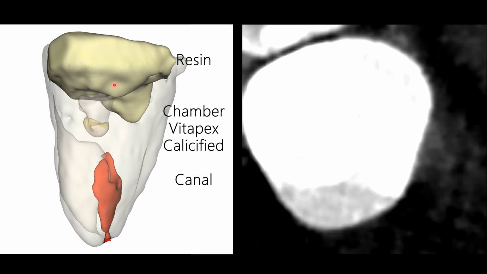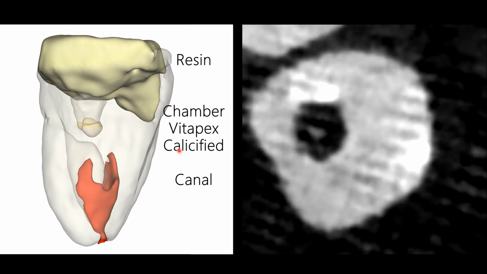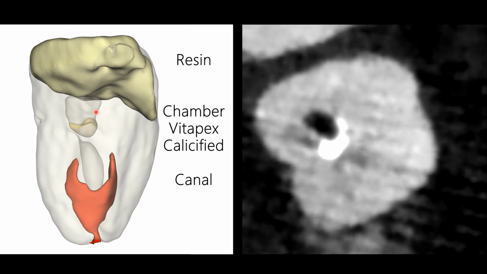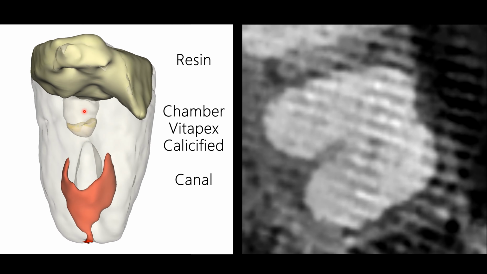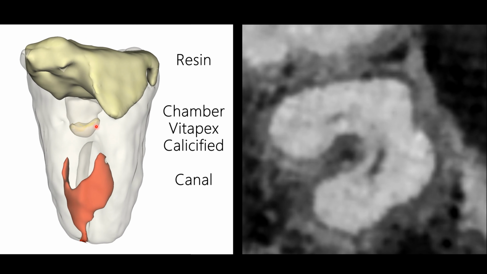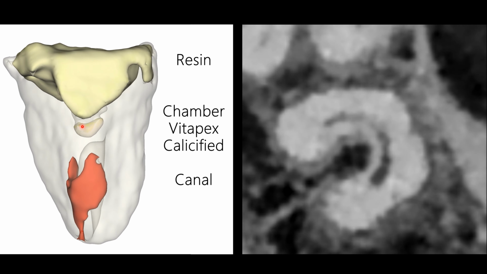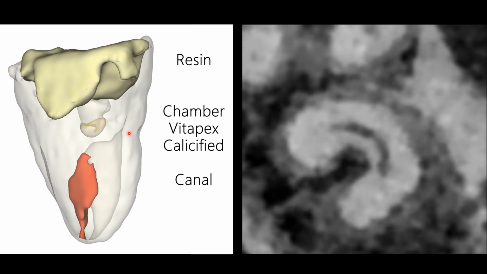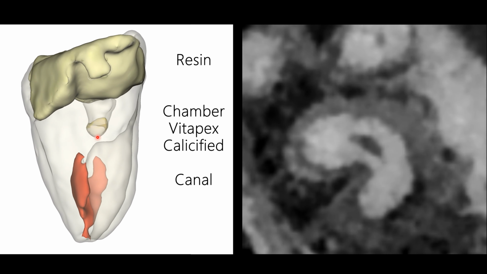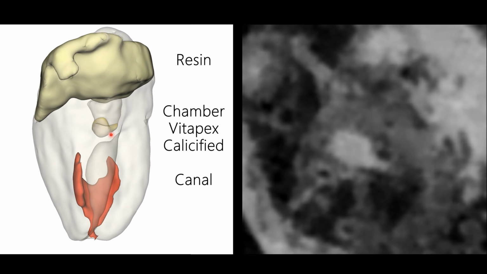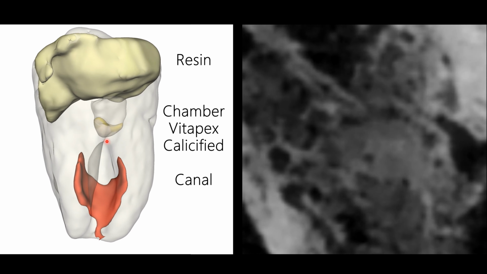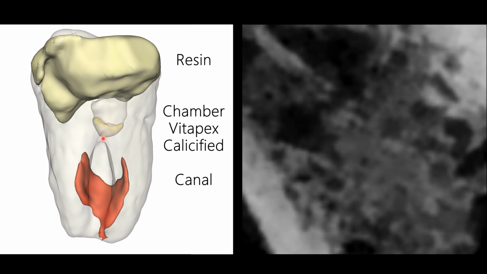So this is the 3D reconstruction of this tooth. Here is the resin, and the space here is the chamber, which I opened. And here the yellow one is the Vitapex, which I put in. You can see I am almost going to perforation here. I drilled to this depth, but I could not find the root canal. So I put some Vitapex here and sent the patient to take a CBCT.